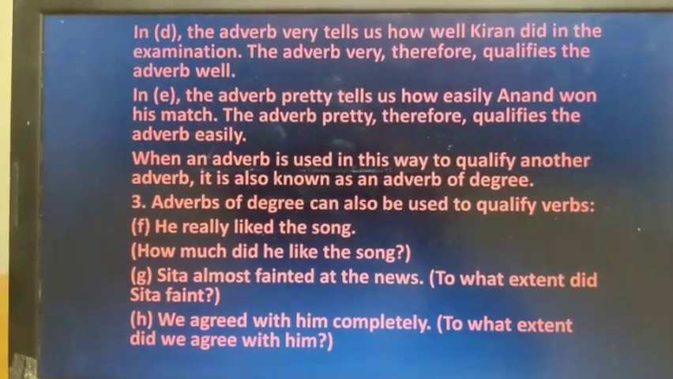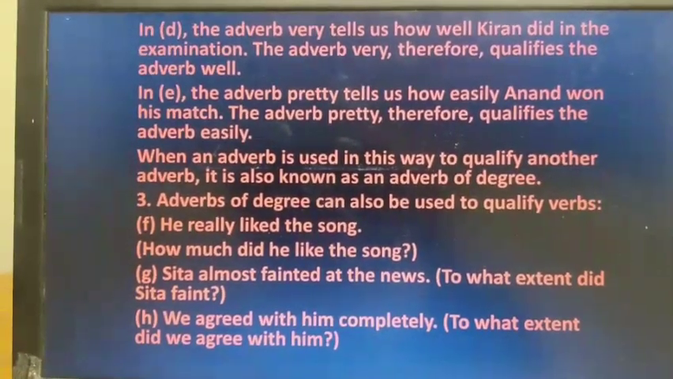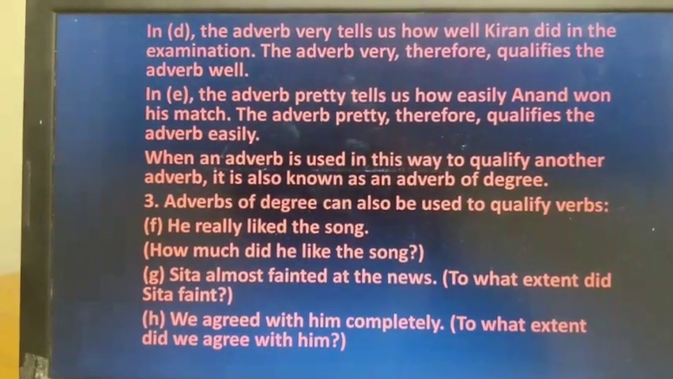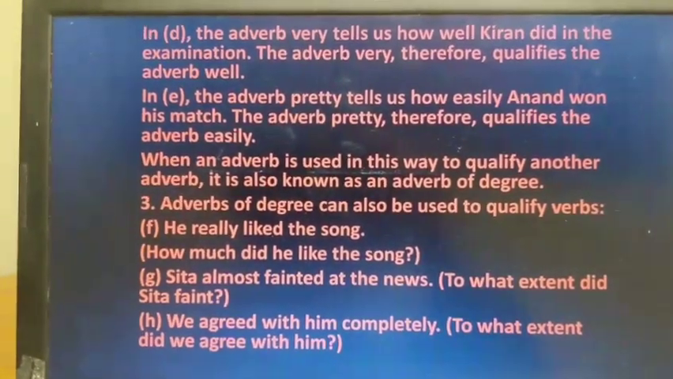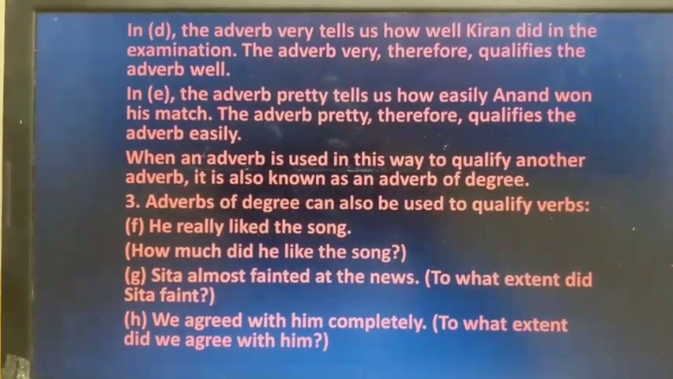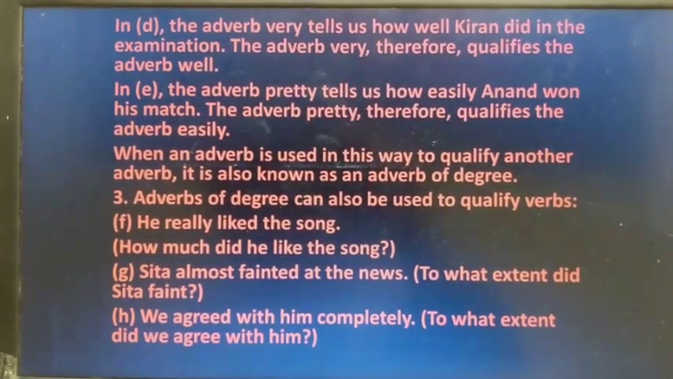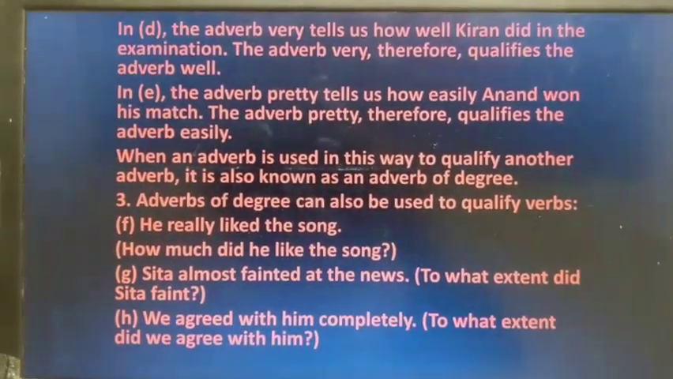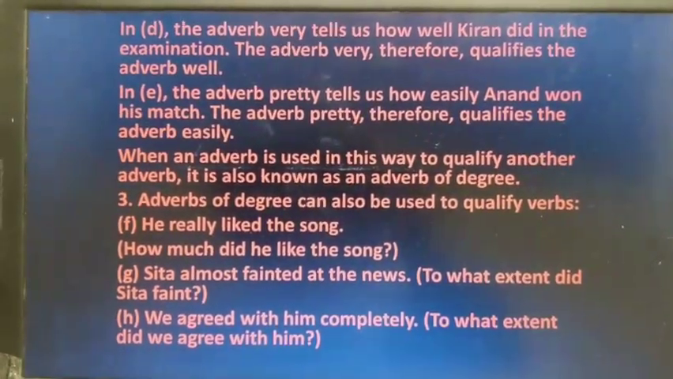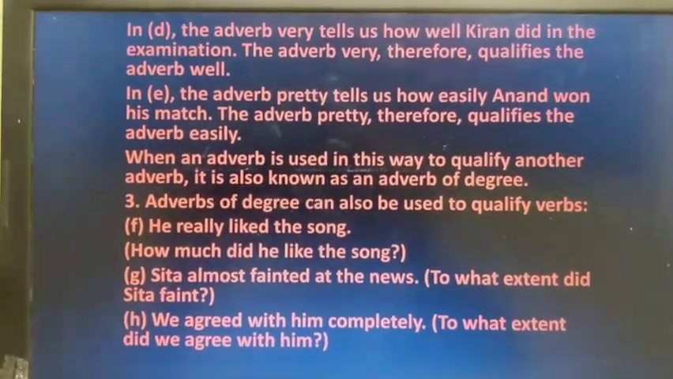Let's see the example again. Over here we agreed. So agreed is the verb, children. You are agreeing. Agreeing is an action, right? How you are agreeing, to what extent you are agreeing, children? Completely. So here completely becomes the adverb of degree. Whenever you want to find the adverb of degree, you will ask the question to what extent, and the answer you get is the adverb of degree.